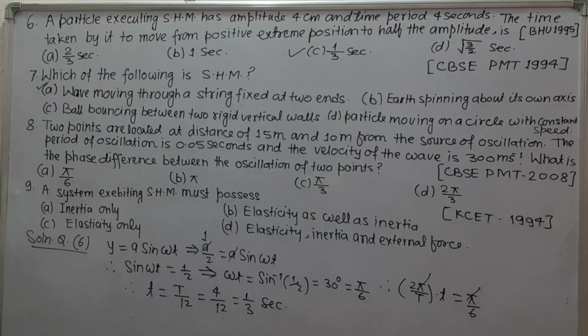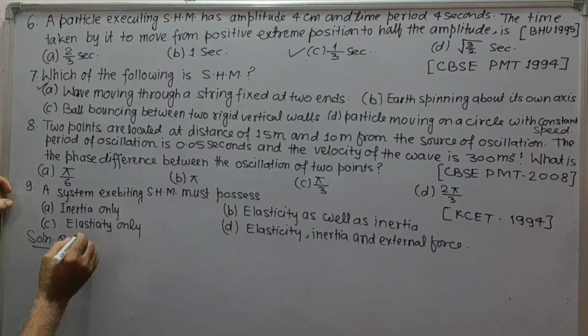Next question number 8. Two points are located at distance of 15 meter and 10 meter from the source of oscillation. The period of oscillation is 0.05 seconds and the velocity of wave is 300 meter per second. What is the phase difference between the oscillation of the two waves? Solution to question 8.